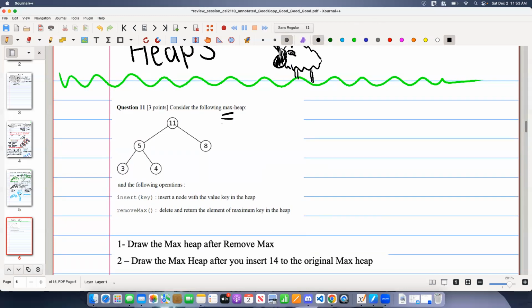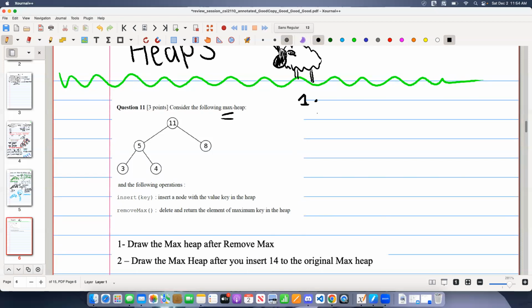And you have the following operations: insert and remove max. You should kind of know what this is. Even if he doesn't provide you an explanation, you should know that insert means you insert a node, and remove max means you remove the max. He provided that there because he's very nice. Okay, and you have the first question.